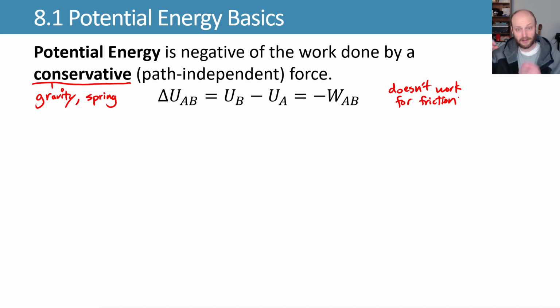Because friction cares about the path. If I travel from one position to another via a short path, friction doesn't do a lot of work. If I travel via a longer path, it does more work, even though we end up at the same ending point and we start at the same starting point. So friction is a non-conservative force. All right, so that's how we define it. We define it as the amount of the negative work done by the conservative force. So the negative of the work done by the force as we go from A to B is defined as our change in potential energy, or our final potential energy minus our initial potential energy.